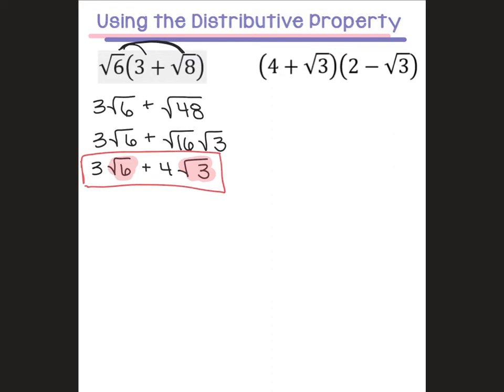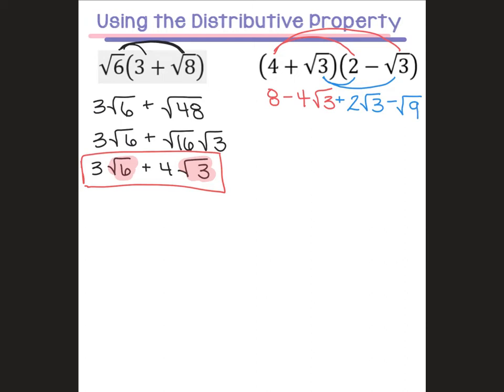For the next example, I do almost the exact same thing, except I'm going to have to distribute twice. So I'm going to start with the 4. So 4 times 2 is 8. 4 times negative square root of 3 is just negative 4 square root of 3. They can't be combined because they're not both in a radical. For the second term, 2 times square root of 3 is 2 square root of 3. Again, they're not both in a radical, so they can't be combined. Square root of 3 times negative square root of 3 is negative square root of 9.